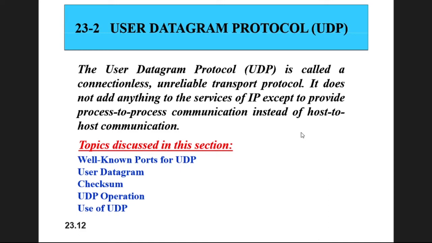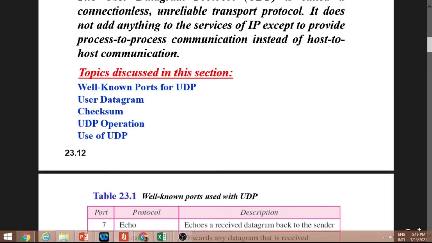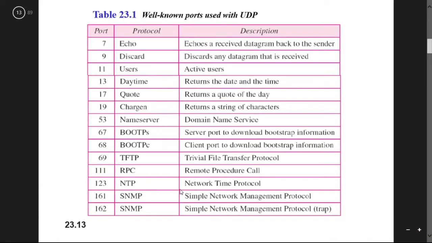It does not add anything to the services of IP except to provide process-to-process communication instead of host-to-host communication. So UDP, added to the Internet Protocol, can provide the services of process-to-process delivery. Here are the different well-known ports used with UDP.